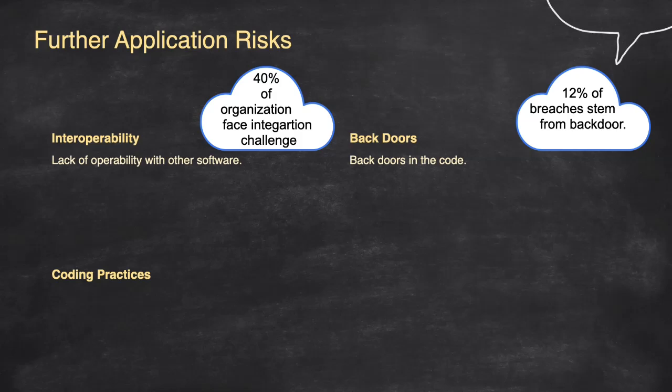Moving next, we'll talk about poor coding practices. The quality of code directly impacts the security and performance of an application. Inefficient or insecure coding practices can introduce vulnerabilities such as SQL injection, buffer overflow, and other common exploits, making the app unstable or slow.